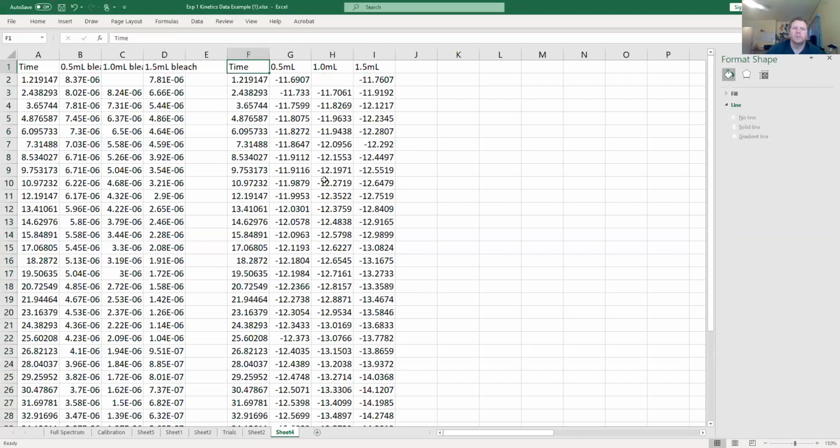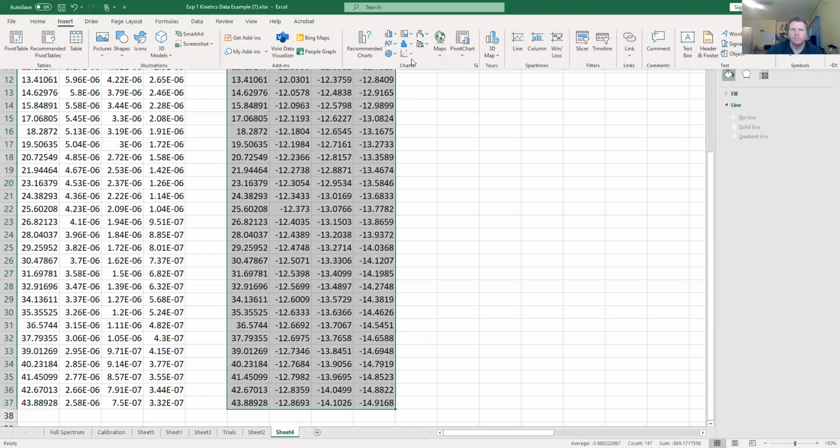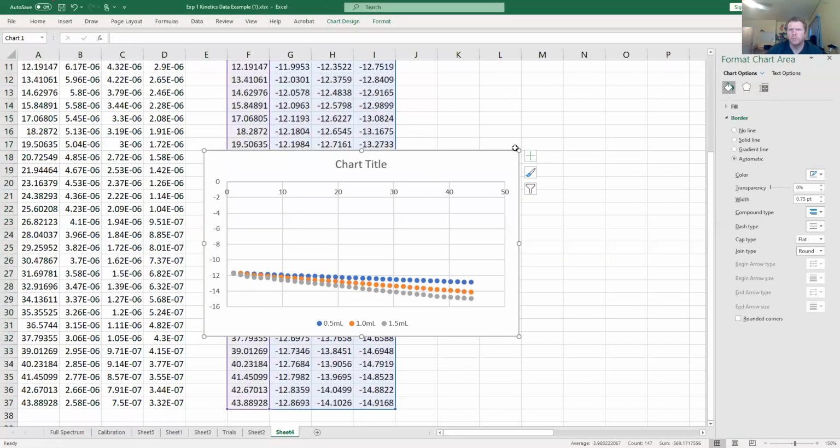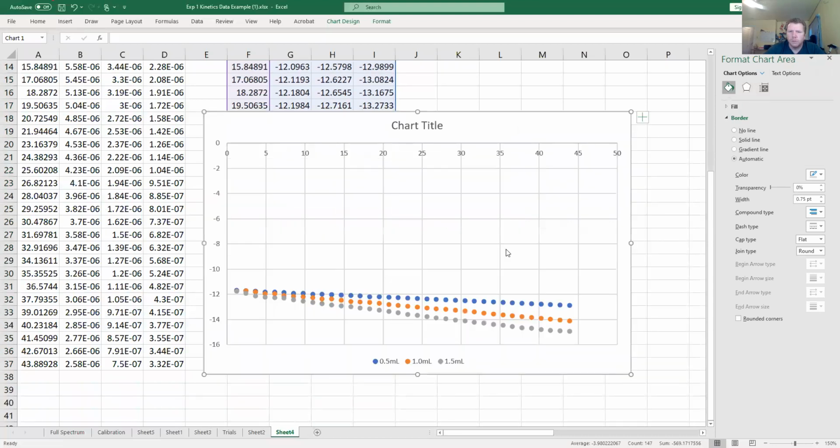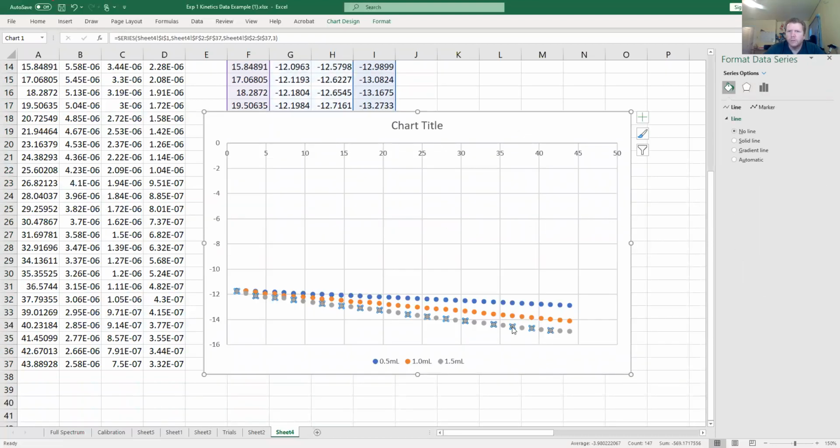So what I want to do is go ahead and select all of that, insert scatter plot. Lo and behold, here's my scatter plots. I want to do the exact same thing as what I did previously. So I'm going to go ahead and this data is my 1.5 mil. So I actually haven't plotted that. I don't want to ruin the surprise.